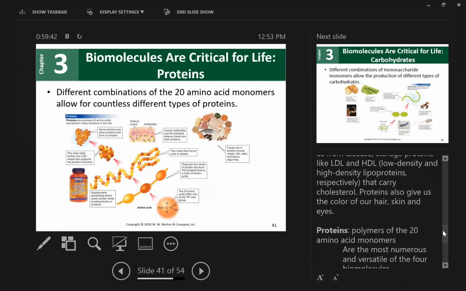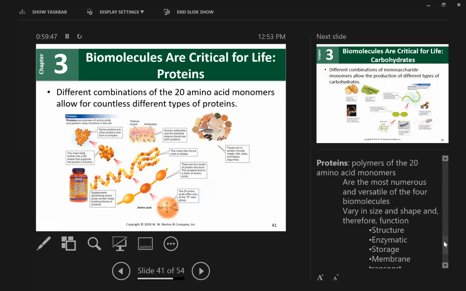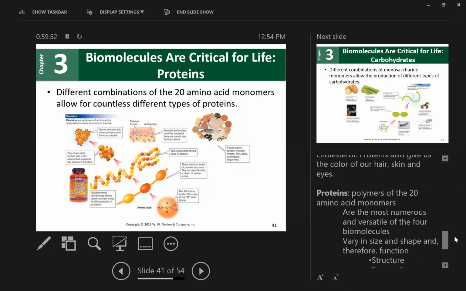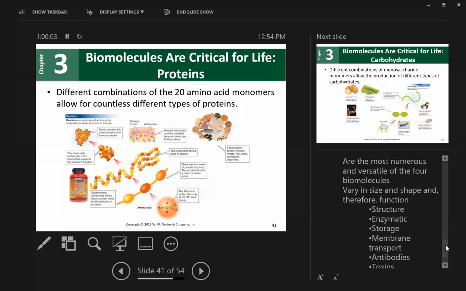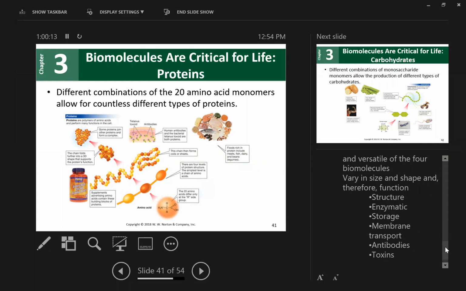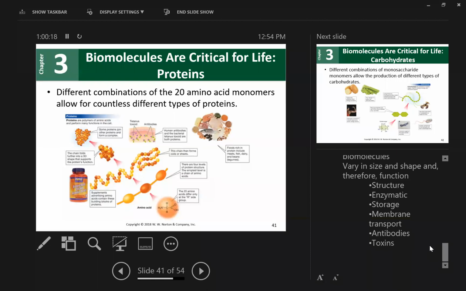Proteins also give us the color of our hair, our skin, and our eyes. So protein has a very wide variety of what it's really giving us. They vary in size, shape, and function. We can use protein for structure, for enzymes, for storage, for membrane transport, for antibodies, and toxins. Proteins are extremely important.